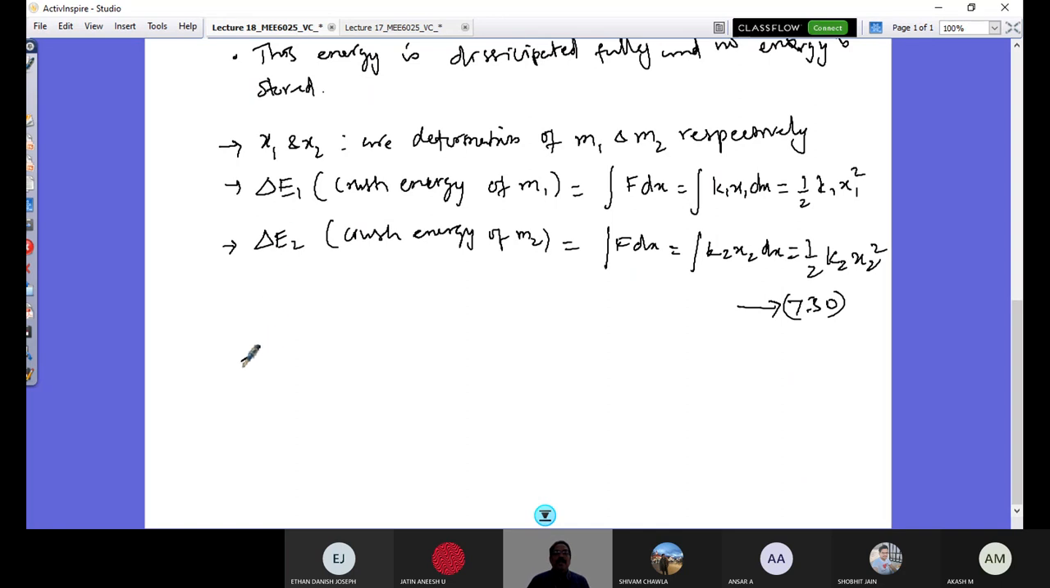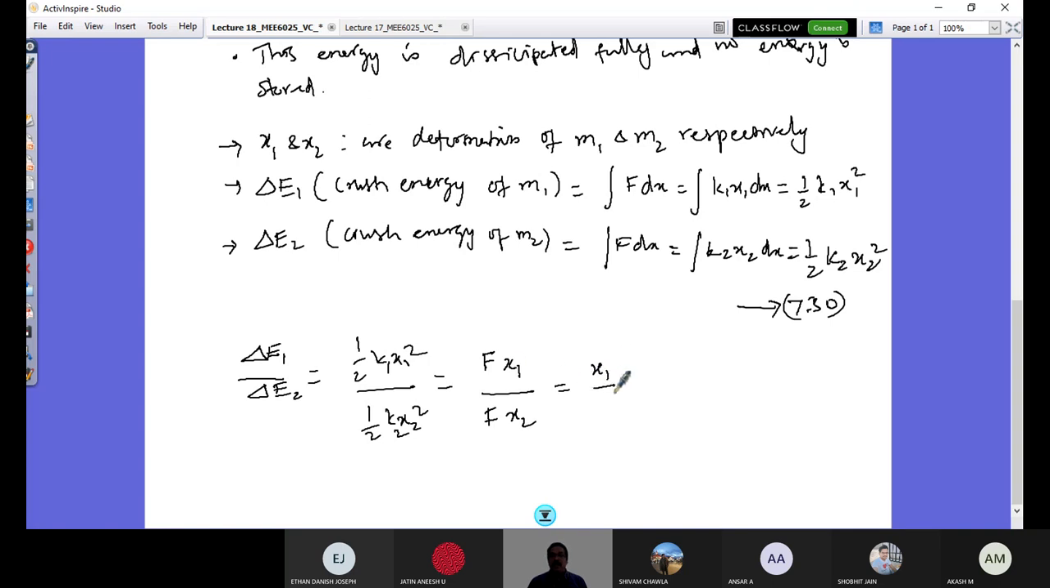Now, what is the ratio of the crush energies, delta E1 by delta E2? That is half k1 x1 square by half k2 x2 square. The half goes off. I can rewrite this using F, which is constant here as the exchange force: k1 x1 is F, so the ratio is F into x1 divided by F into x2. F cancels, so that is equal to x1 by x2. So k1 x1 squared by k2 x2 squared is equal to x1 by x2, which is the same as giving the ratio k2 by k1.